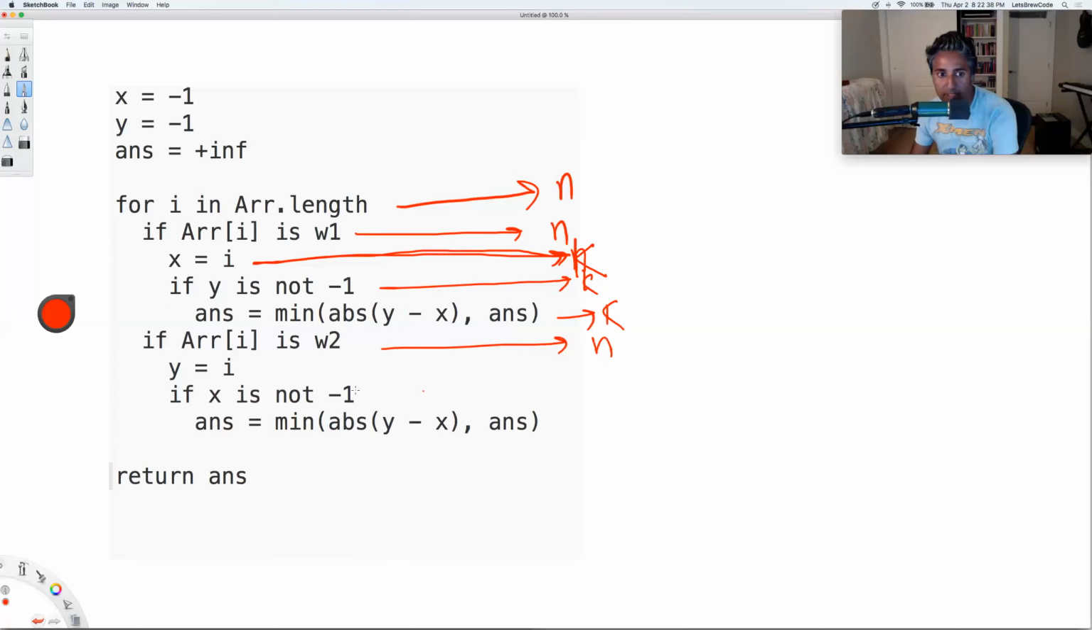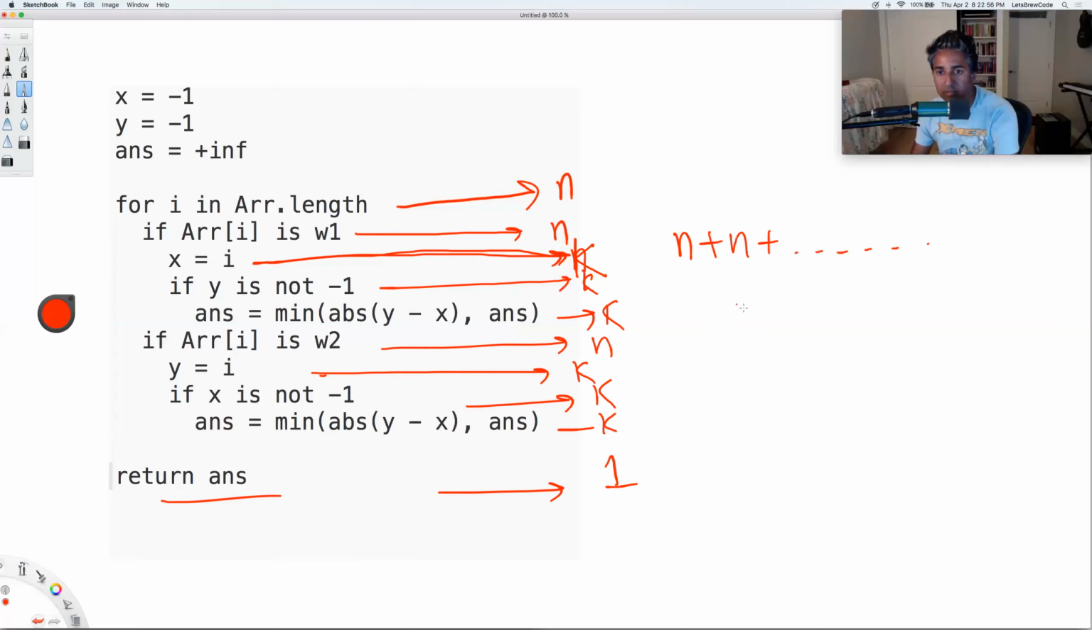But essentially, this will be n number of times. This is some k number of times, whatever. And then this is just one time. You return the answer. That's just one operation. But essentially, the n plus whatever k will give you some O of n time complexity. That's the point.